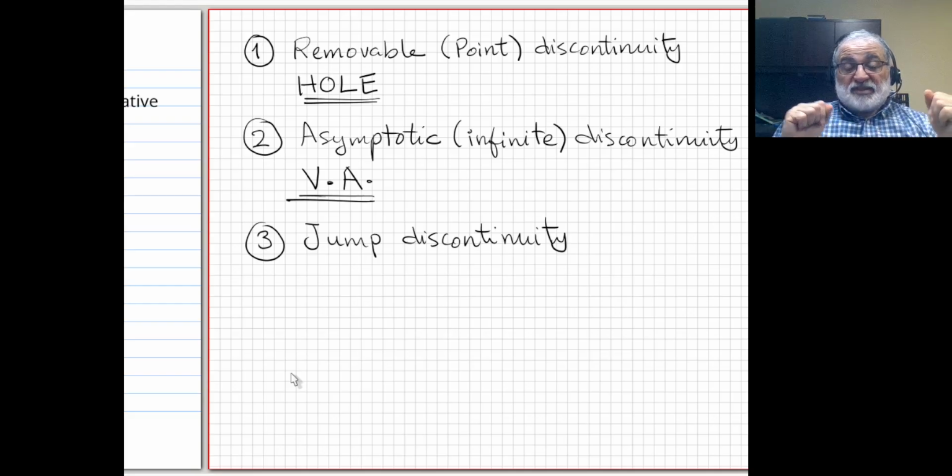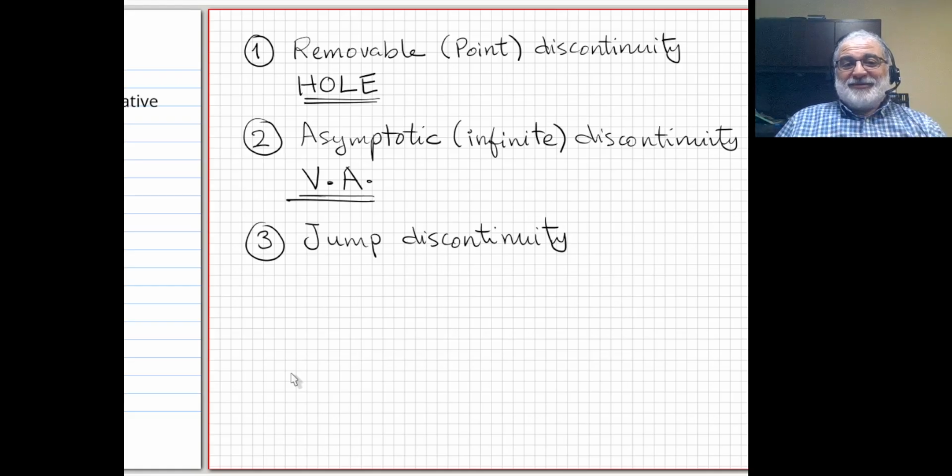So, let's recap so far. What are the cases where we do not find a derivative? We don't have a derivative for the function. We said number one was where the function is undefined for any reason, right?